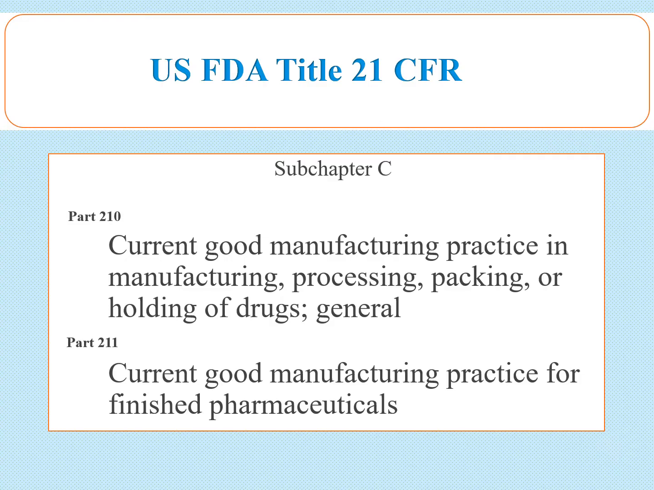Subchapter C has 2 parts which are related to pharmaceuticals manufacturing. Part 210. Current good manufacturing practice in manufacturing, processing, packing, or holding of drugs, general. Part 211. Current good manufacturing practice for finished pharmaceuticals.